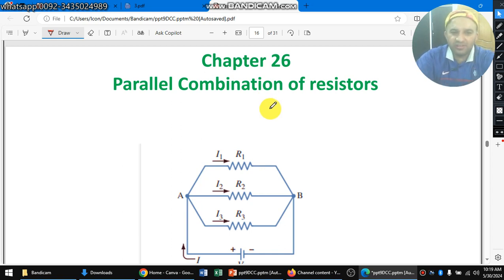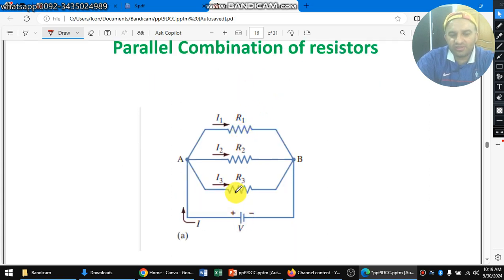In a parallel combination, we connect each resistor's left end to the same terminal. Simply, we connect the left ends of R1, R2 and R3 to the same point A, and this point is connected to the positive terminal of the battery. The right ends are connected to point B, and this point is connected to the negative terminal. So these are parallel combinations of resistors.